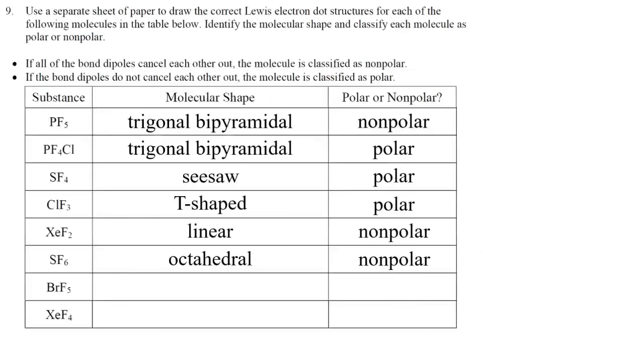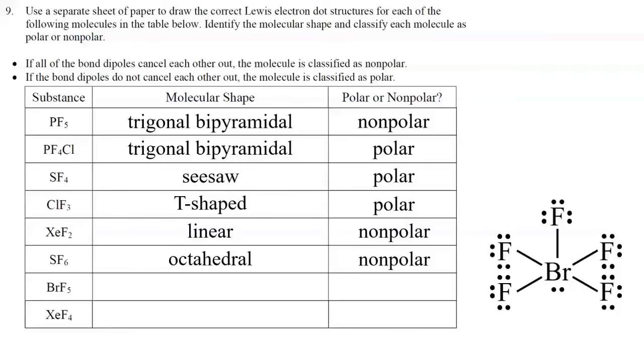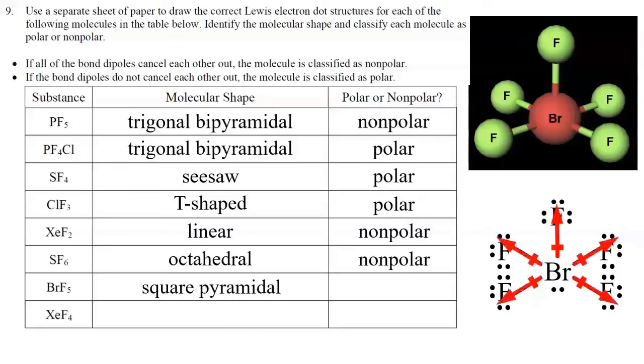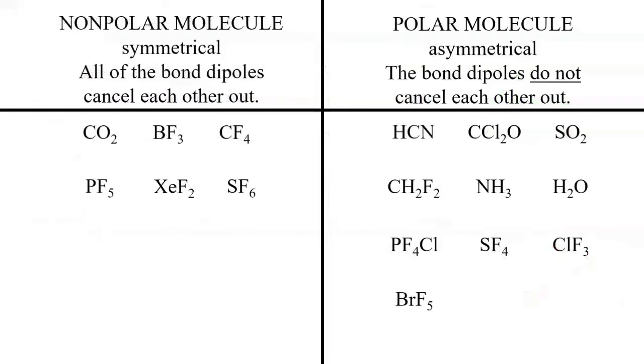Next example, BrF5, so bromine pentafluoride. We have 5 bonding domains, but then there is also a lone pair of electrons on the central atom. The molecular shape is square pyramidal, and in these 5 dipoles, 4 of them might cancel each other out in that square planar arrangement, but there's a 5th atom of fluorine above the plane, and there's nothing below the plane to cancel out that dipole. So because of asymmetry, BrF5 is classified as polar because these 5 bond dipoles do not cancel each other out.